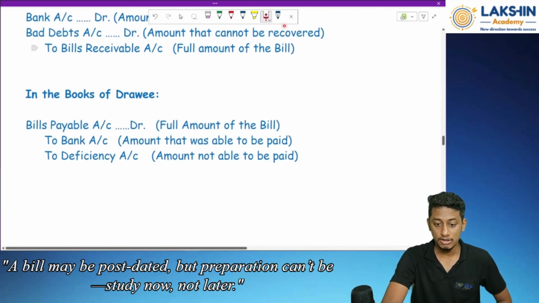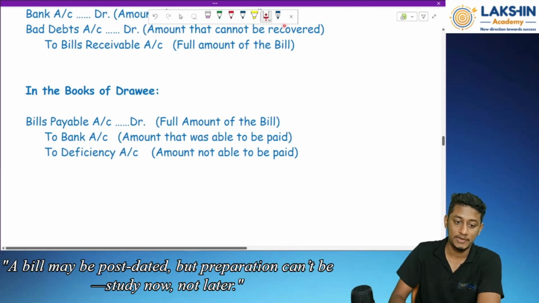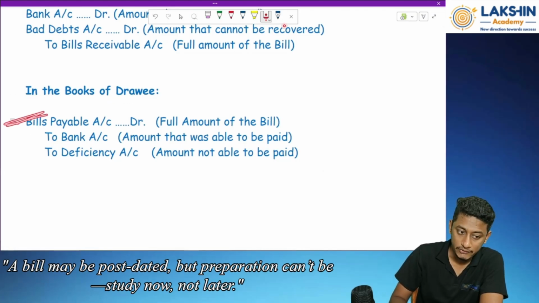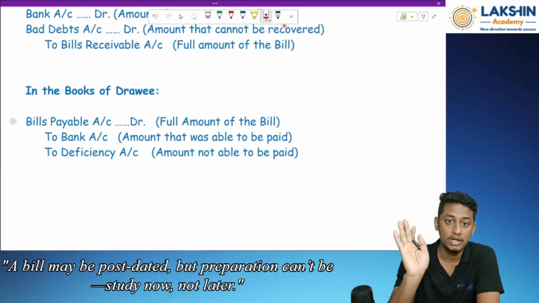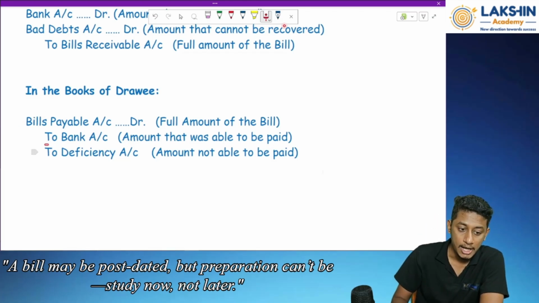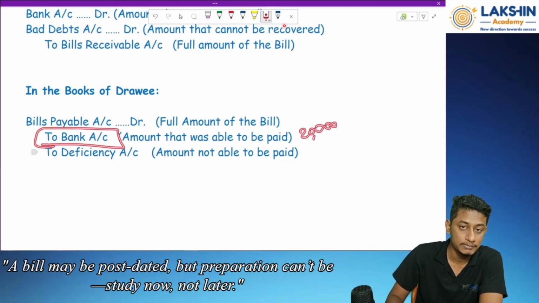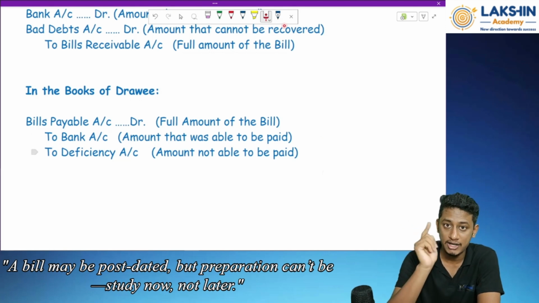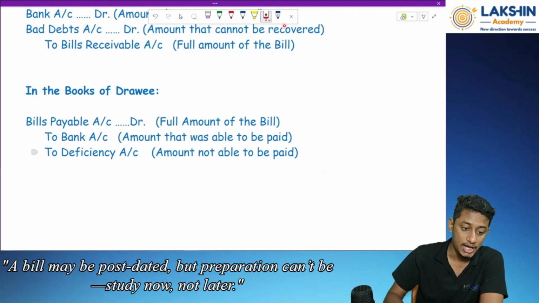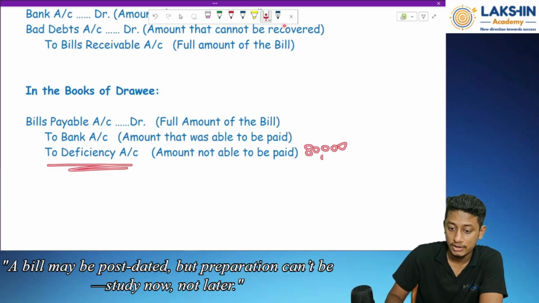Yes. So now coming to the drawee's books. Drawee, the person who has accepted the bill. So in these books, I will first of all debit the bills payable account. Why? Because this bills payable, whatever was there, is of no use now. And bank account for rupees 20,000, because 20,000 I have paid to Mr. A. Now because of this, I will credit the bank account because the asset value is being reduced. Then the remaining amount of rupees 80,000 will be transferred to an account called deficiency account.